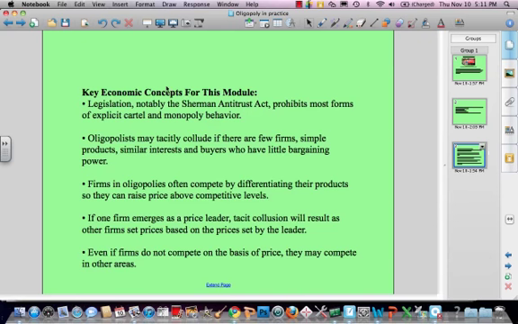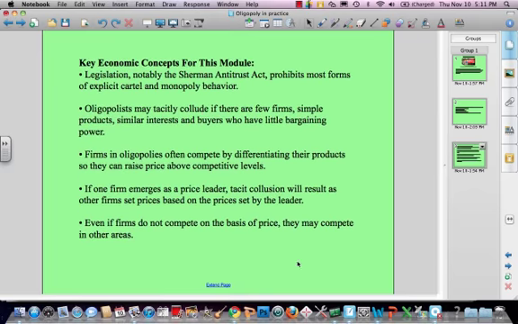Key concepts for this module. Let's quickly crank those out. You can pause here if you'd like. Remember the Sherman Antitrust Act. Remember that all oligopolists can tacitly collude if there are a few firms, if the products are simple, if the interests of the producers are similar, and if the buyers don't have much bargaining power.